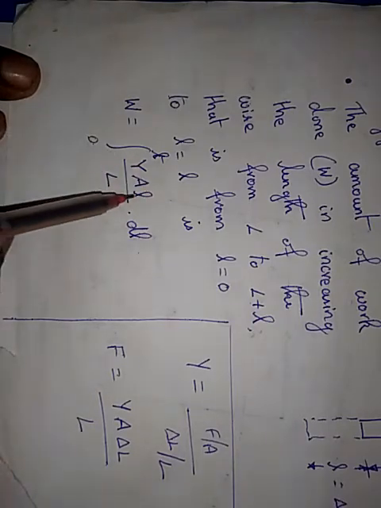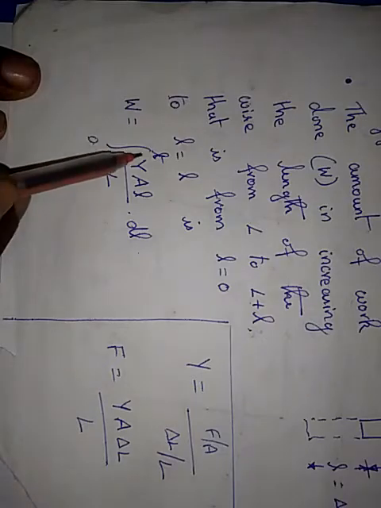Okay, so the Young's modulus is given by stress by strain, that is force by area divided by change in length by original length. If you simplify this equation for force, you will get Young's modulus multiplied by area of cross section of the wire, change in length by original length. So that's what is substituted here in this equation. So YA, this change in L, del L, is nothing but l divided by L. So this is force into displacement, which is dl.